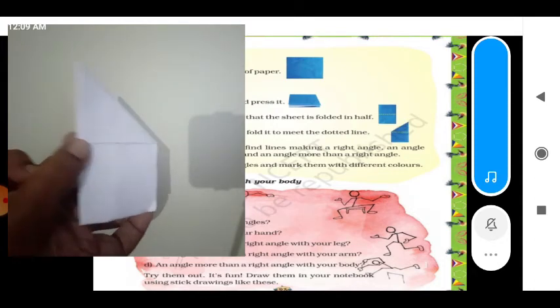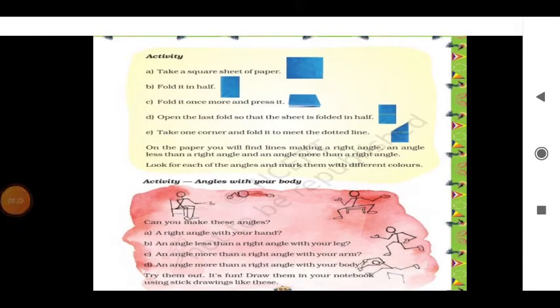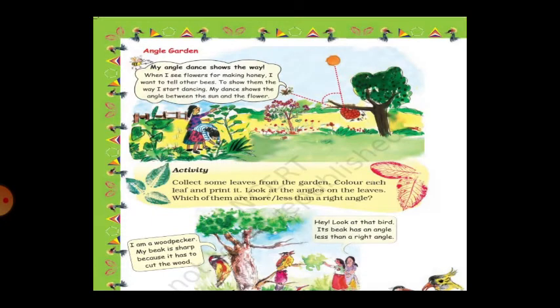Then you can see here it is a right angle. So we did one activity that you can do yourself, and angles with your body. If you sit or if you are walking, there also it will form an angle. See in this picture you can observe.